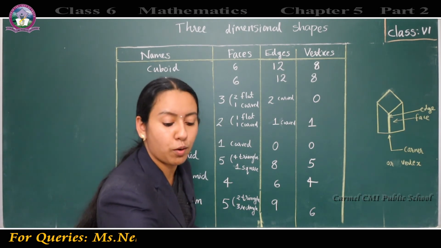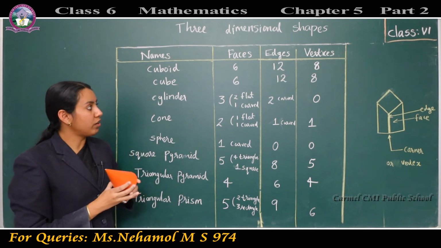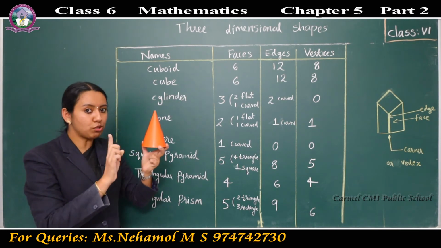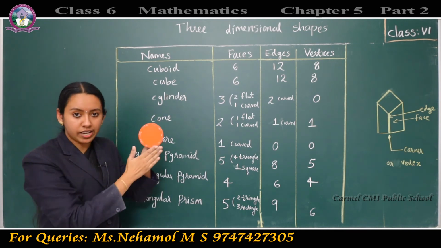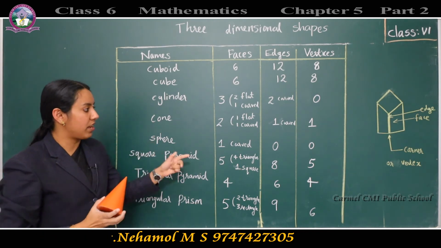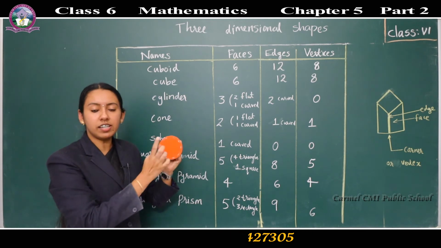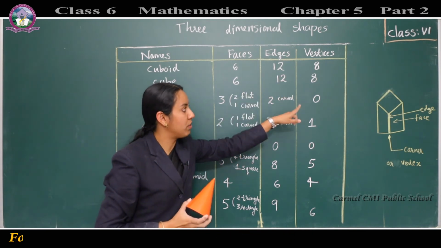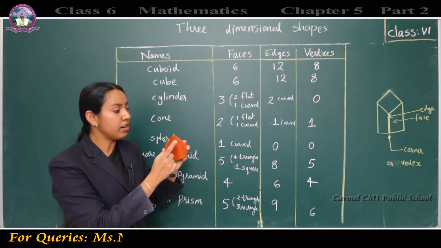Then next one is a cone. This is known as a cone. For a cone, how many faces are there? 2 faces are there: 1 curved face and 1 flat face. Then how many edges are there? Only 1 curved edge. Then how many vertices? Only 1 vertex.